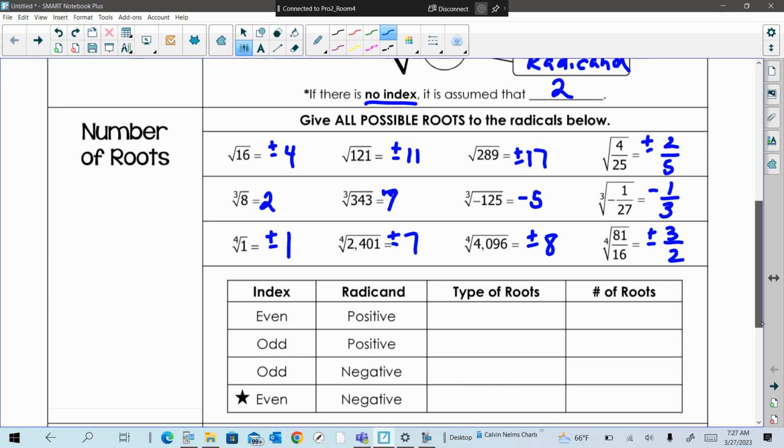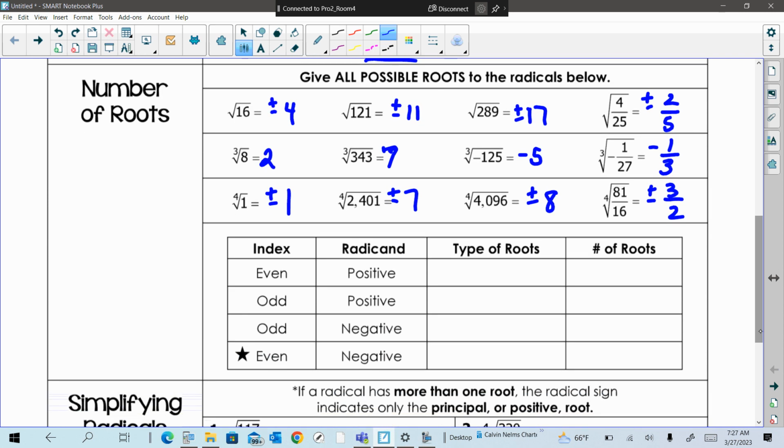So the rules here: if the index is even and the radicand, that's your number underneath, is positive, then the root is real. Okay, it exists. And you would have 2 roots, one that's plus, one that's minus. If the index is odd and the radicand is positive, again, you have a real answer, and it's just 1 root that is positive.